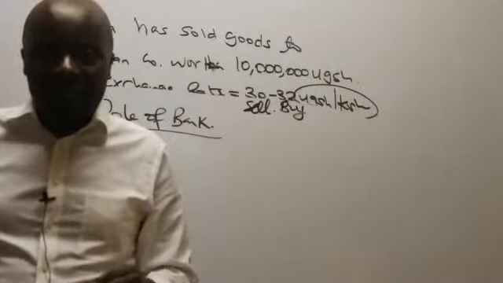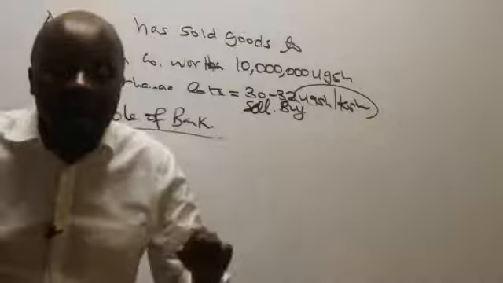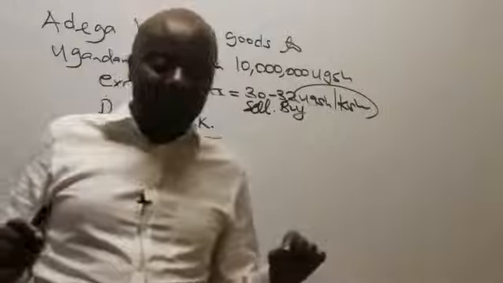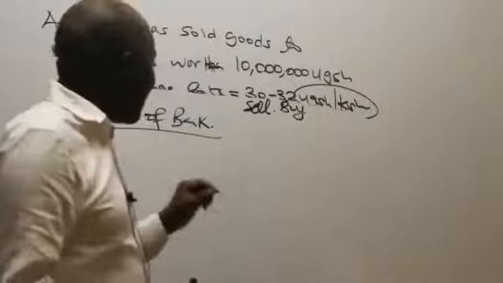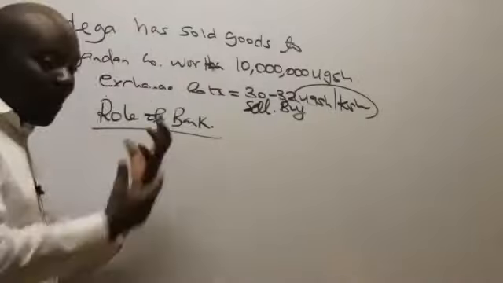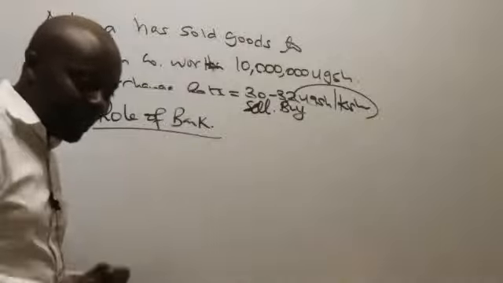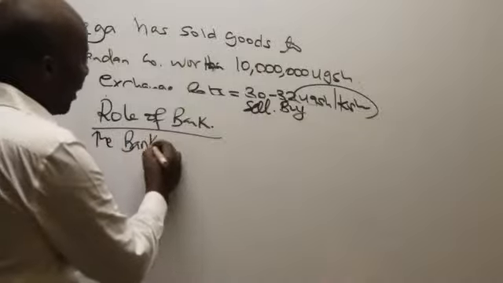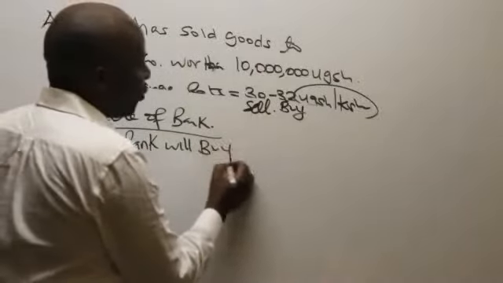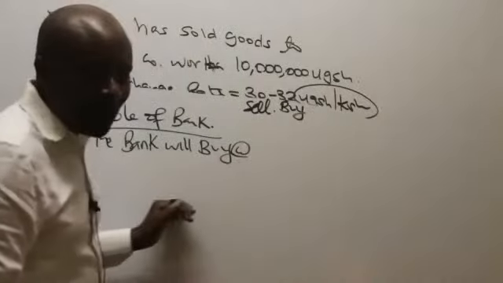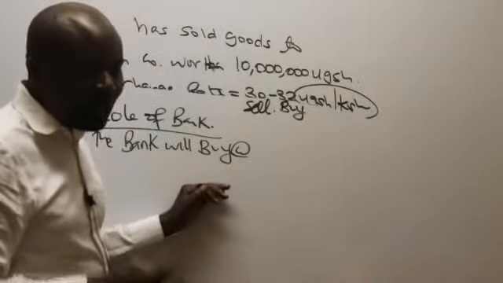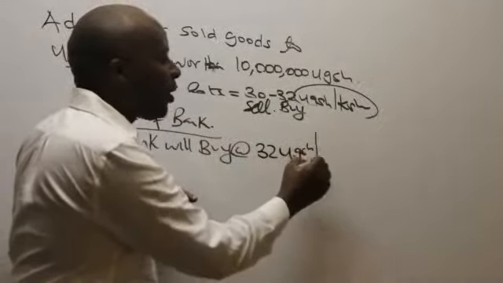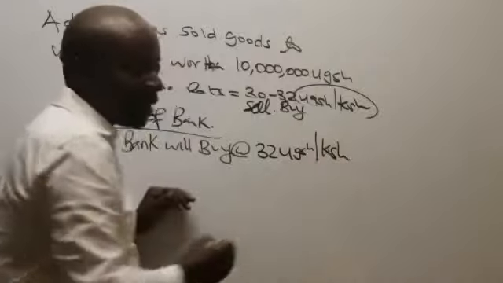We are looking at this from the perspective of the bank. What is the bank doing? The bank, in this case, ladies and gentlemen, is going to buy this money from Adega. So the bank will buy. So will buy at what rate? The bank will buy at what rate? 32. 32 who? Uganda shillings. Uganda shillings per who? Per Kenya shilling.